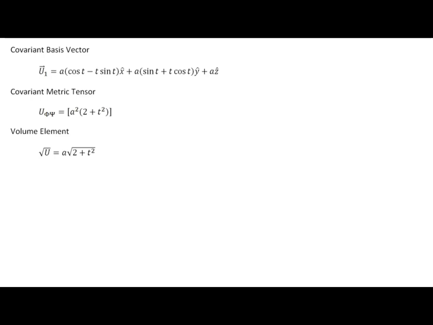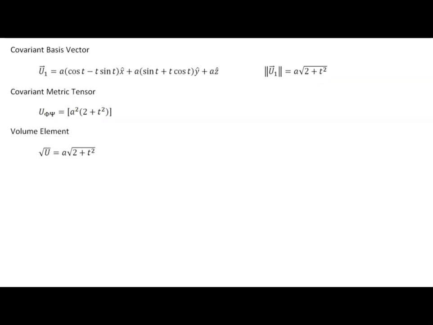Now for a curve, we said the volume element is also the value of the magnitude of our covariant basis vector. So that gives us this value up here. Now in other cases, we would have gone down the diagonal elements of our covariant metric tensor, and taking the square root of each one gives us the magnitude of our basis vectors. Well, in this case, that works too, because this is the only diagonal element, so the square root of this is equal to that. So it works either way.